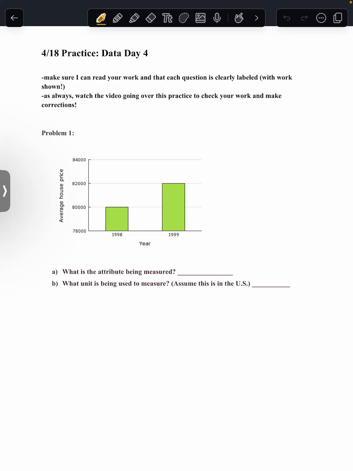First one is kind of dealing with what attribute is being measured and then what unit they're using. So what attribute is what kind of thing you're measuring. Okay, so here, the attribute that's being measured on this one is actually house price. Now, it depends on what kind of graph you're dealing with as to where that would be. You just have to understand what is being measured. On histograms, it might be across the bottom. Unit being used to measure here would be US dollars.